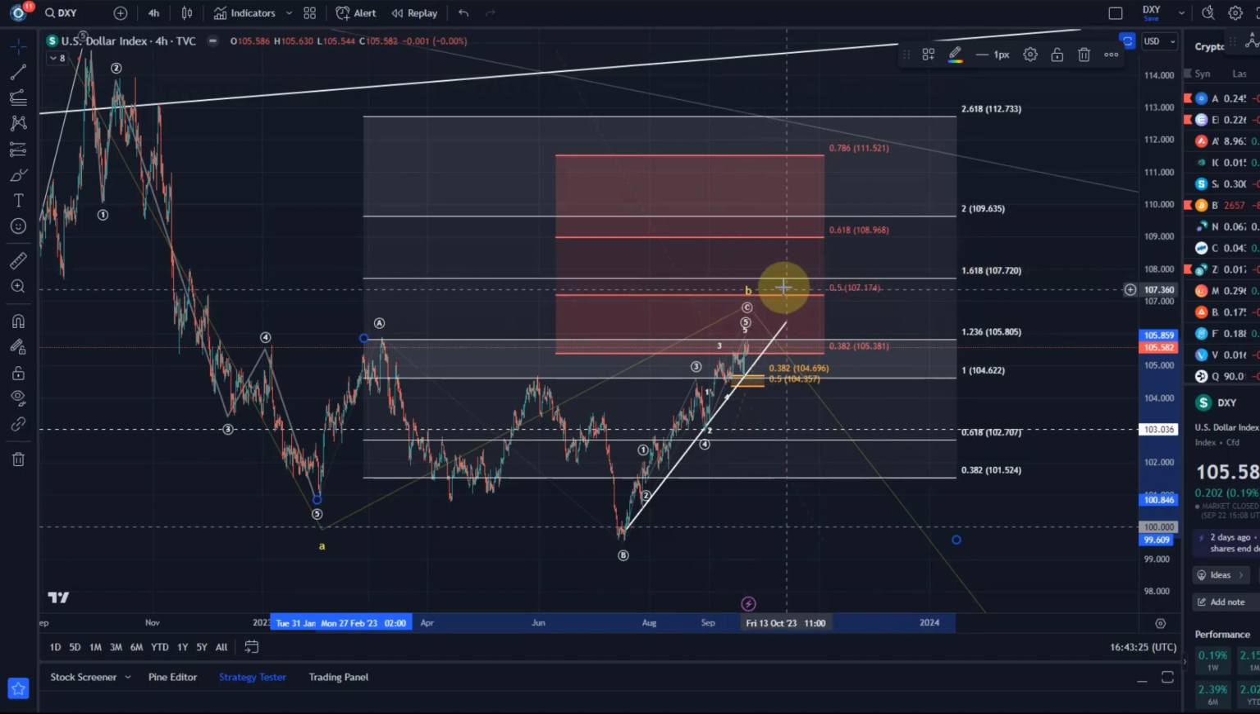The 1.618 extension would be the next Fibonacci extension target, which is at $107.72. And the 50% retracement level here is at $107.17.